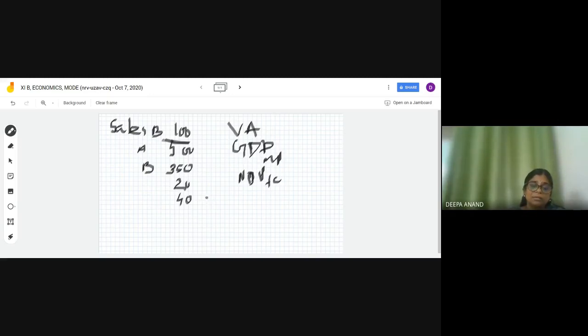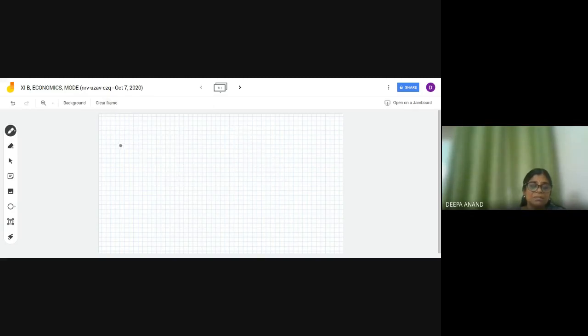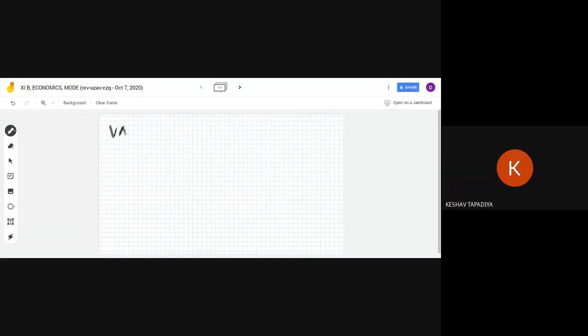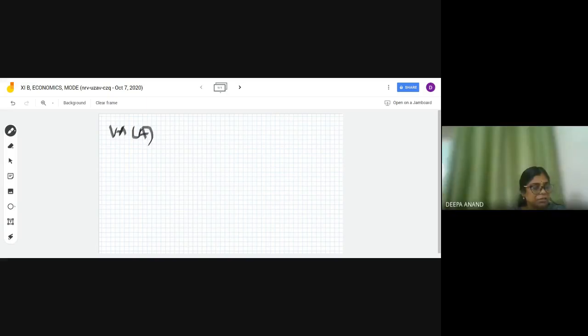How much did you get? If you speak, it will be better. Those who got the answer. And whatever I have explained so far, how will you calculate, ma'am, value added by firm A? Got the answer? Ma'am, value added by A equals 200 crore and value added by B is 460 crore. Let me check. 200 seems to be correct.